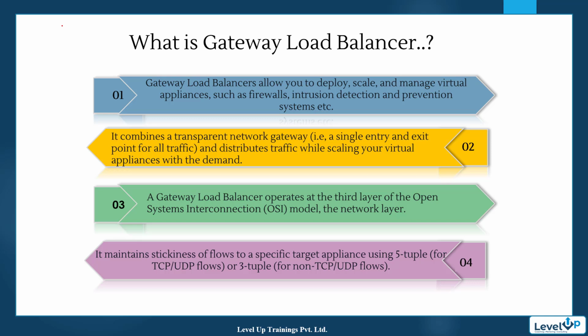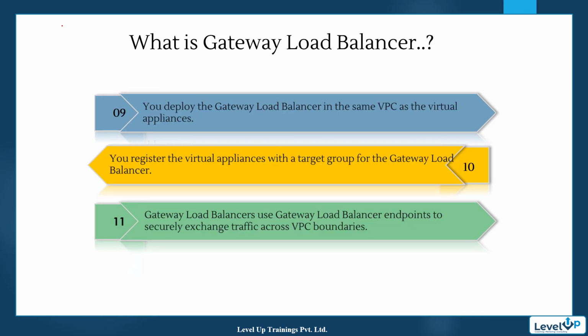Gateway load balancer operates at the third layer of the OSI model, that is the network layer, whereas network load balancer operates at the fourth layer, right? And it maintains stickiness of flow to a specific target appliance using TCP and UDP flows. That is the use of gateway load balancer. You can deploy the gateway load balancer in the same VPC as your virtual appliance, and you can register the virtual appliance as a target for the gateway load balancer. Gateway load balancers use gateway load balancer endpoints to securely exchange traffic across VPC boundaries.